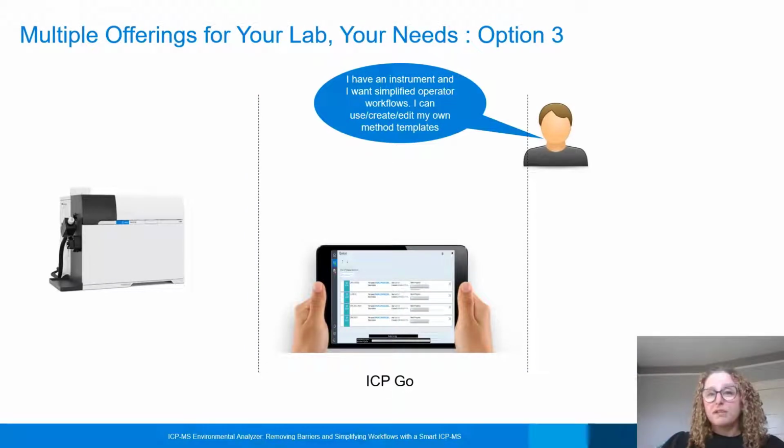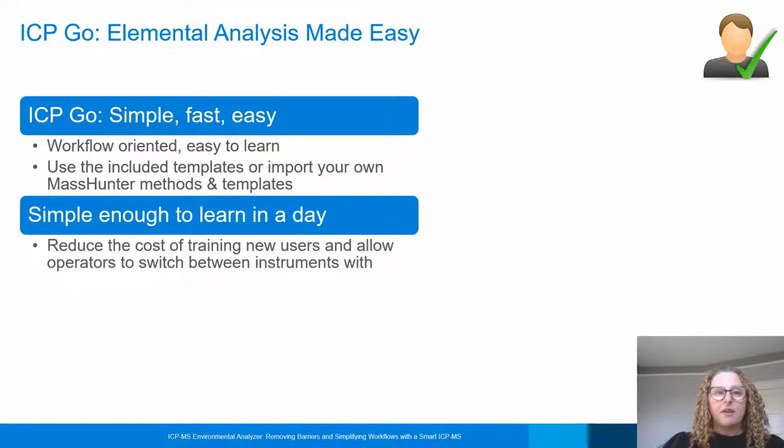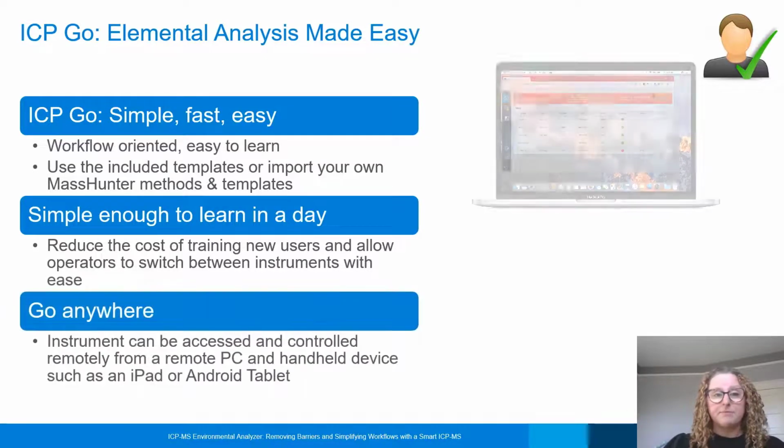Maybe you have an instrument and you want simplified operator workflows, so you can create and edit your own method templates. No problem again. We can just help you out with an ICP Go. With just ICP Go, it is very easy to learn. It includes templates, or you can import your own MassHunter methods and templates. It is simple enough to learn in a day, actually. This reduces the cost of training new users and new analysts and allows operators to switch between instruments very simply.